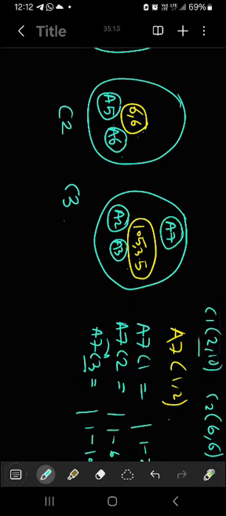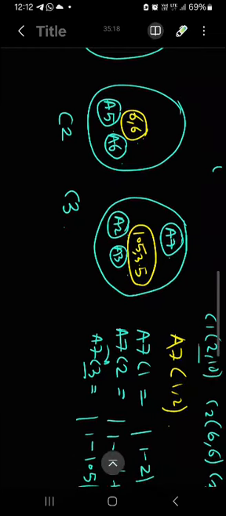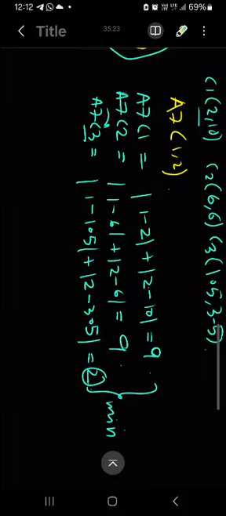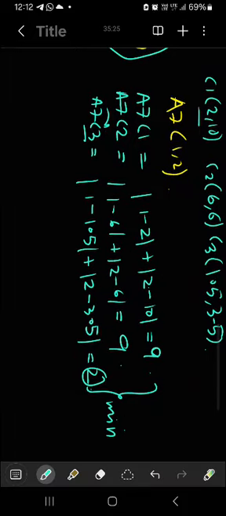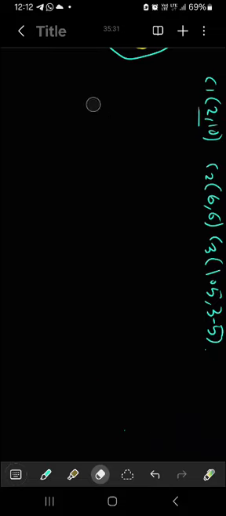Now next I will check for A8, for the next cluster. So what is A8? What is the value of A8? A8 is nothing but (4, 9). The coordinates are 4 and 9.